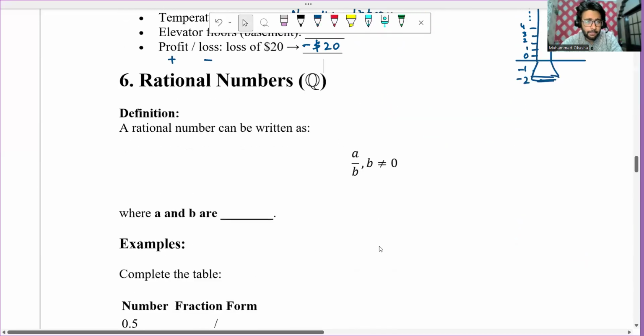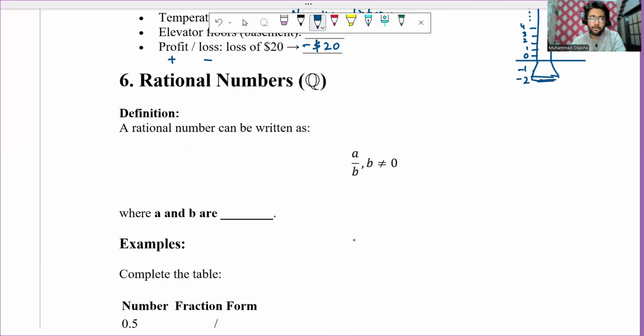Then, really important are rational numbers. Rational numbers, first of all, can be written in the form of a fraction, a over b. Some people write it as p over q, but it really makes no difference. They can be written as fractions, but the only condition is the denominator cannot be zero.